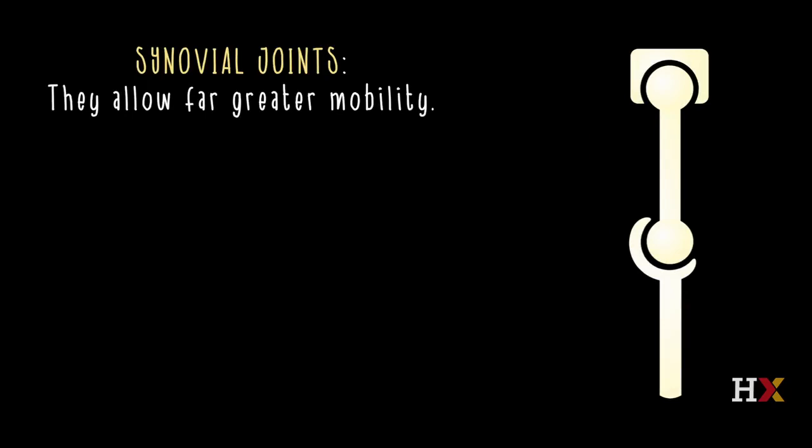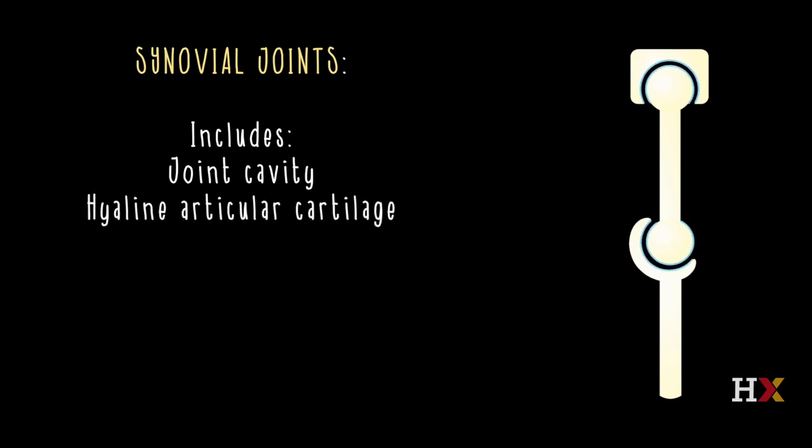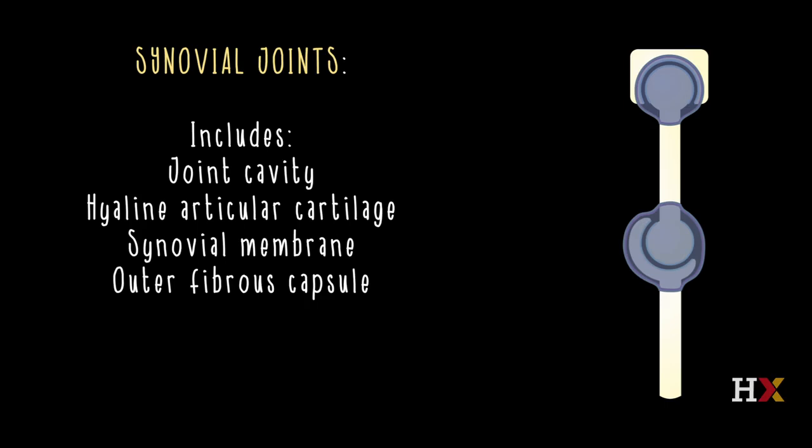The standard features of all synovial joints include a joint cavity, which in itself allows for greater mobility. The bones can slide against one another rather than having a plate of tissue to form. Hyaline articular cartilage caps the bone ends. A synovial membrane secretes a slippery synovial fluid. The synovial membrane lines an outer fibrous capsule consisting of dense connective tissue. So it's a two-layered capsule. It has fibrous connective tissue on the outside and then a slippery synovial lining on the inside.